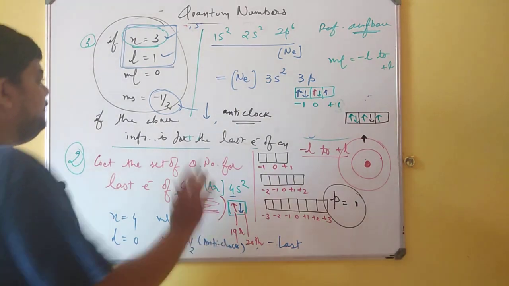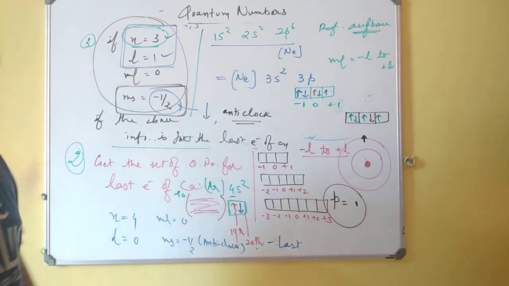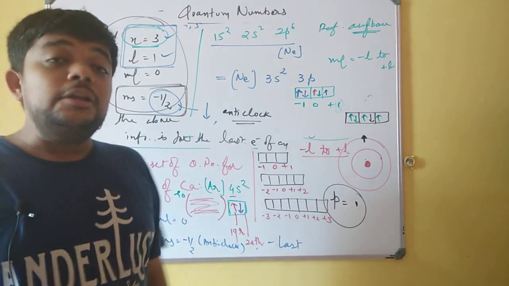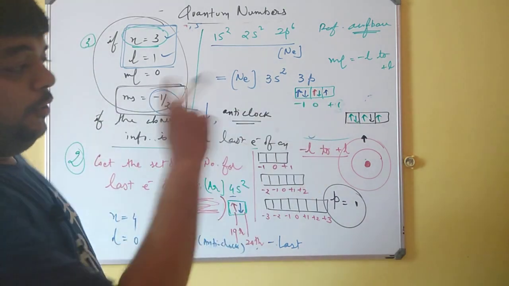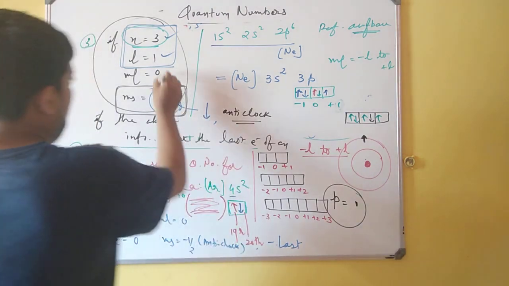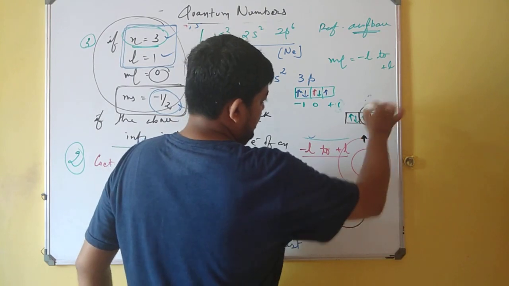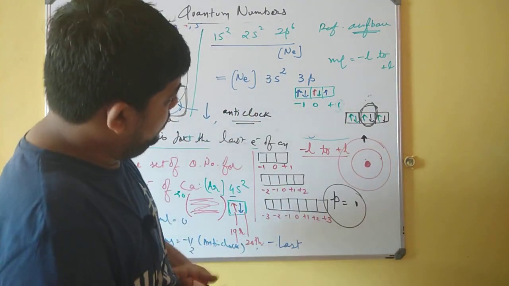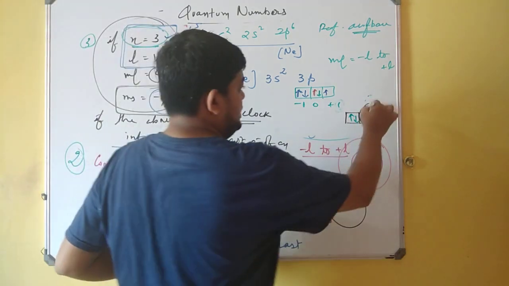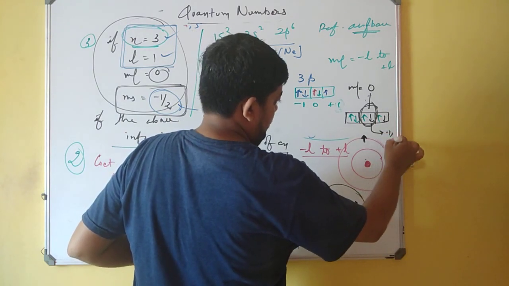So always keep in mind that ms minus half will come in the second round, not in the first round. First three will always be plus half, then minus half. Then obviously ml is 0. So it will be this one, because we know this value is 0 for the middle orbital. And if it is 0, the second is minus half.